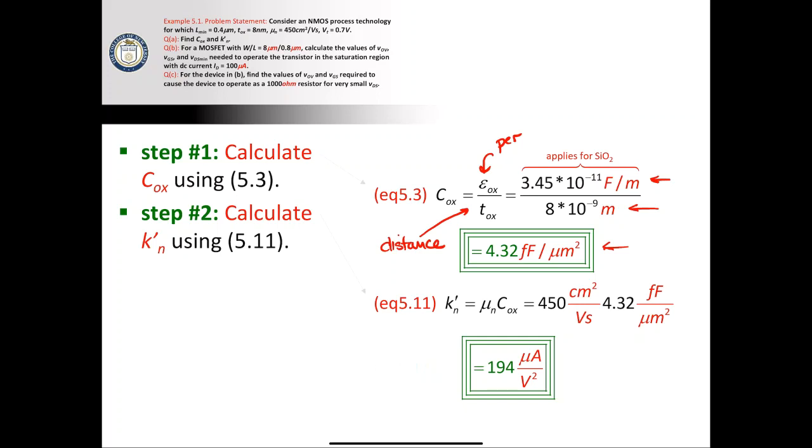micrometer squared. Okay, next, we want to calculate the value of the process transconductance parameter, which is the mobility times the oxide capacitance. This was given to us. This we just calculated from above. And so we are left with 194 microamps per volt squared.